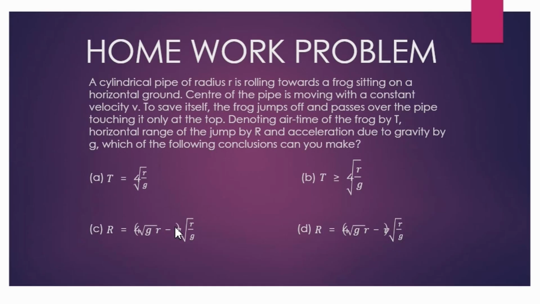A cylindrical pipe of radius r is rolling towards a frog sitting on a horizontal ground. The center of the pipe is moving with a constant velocity v. To save itself, the frog jumps and passes over the pipe, touching it only on the top. See, this particular question I already dealt with. It is similar, but here they're asking you to find the range, time period and everything. This question is also taken from Pathfinder.